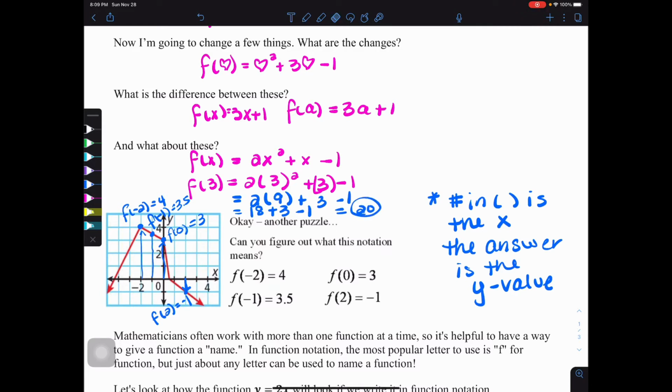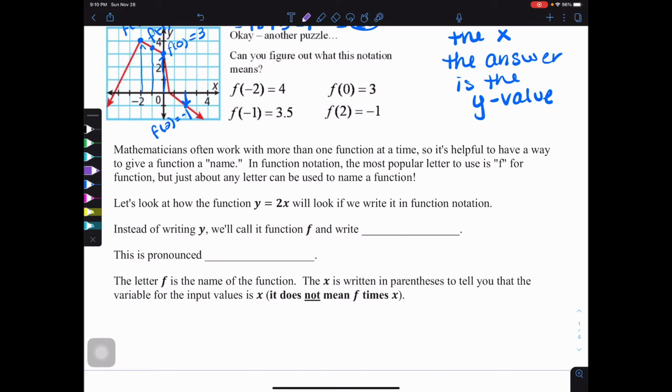So here I would write that F of 3 equals 20. And it has a similar notation to the puzzle you just did with the graph next to it. Mathematicians often work with more than one function at a time, so it's helpful to have a way to give a function a name. In function notation, the most popular letter to use is F for function, but just about any letter can be used to name a function.